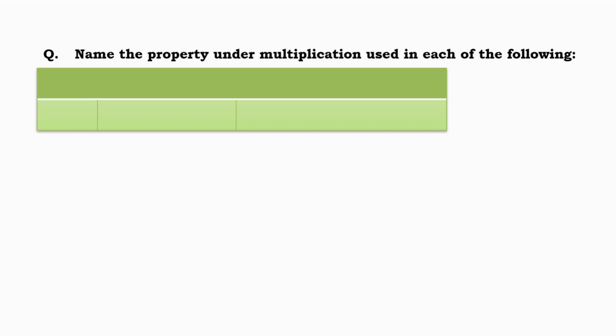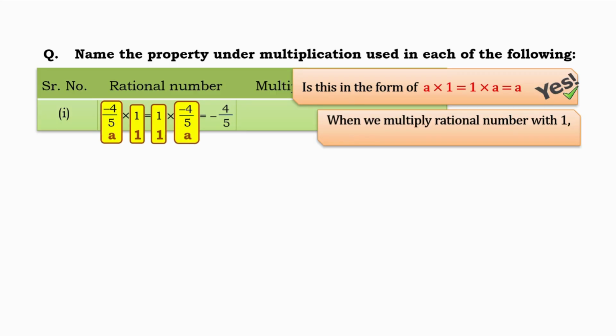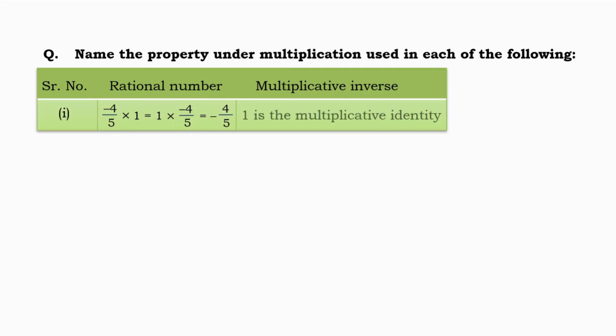Name the property under multiplication used in each of the following. So now let's check. Is this in the form of a into 1 is equal to 1 into a equal to a? Yes, it is. So when we multiply a rational number with 1, we get that rational number as the product. So 1 is called the multiplicative identity.